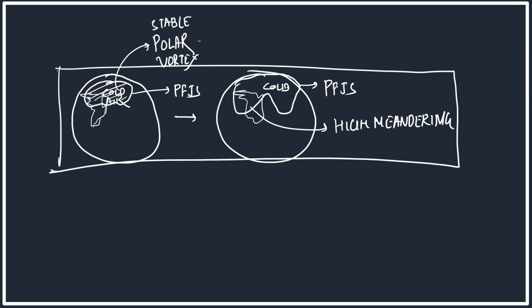And here you can write this one: dynamic polar vortex. Why is it dynamic? Because of certain reasons. Now let's dwell into the reason part.